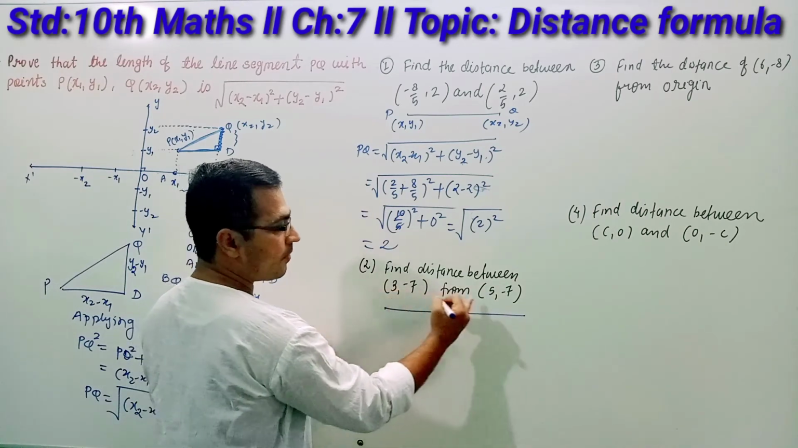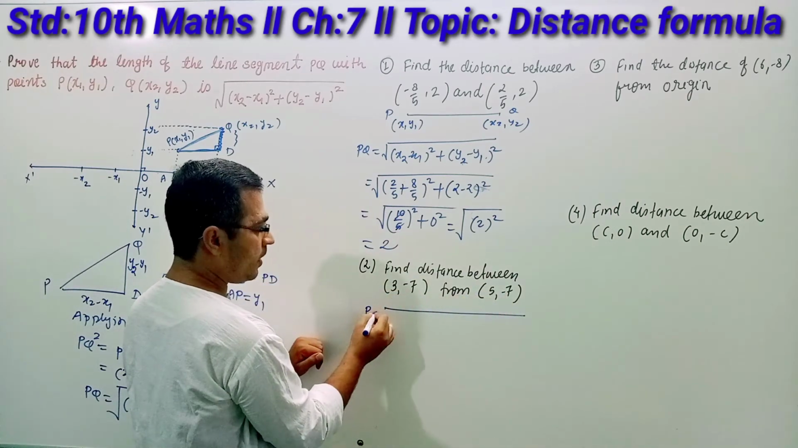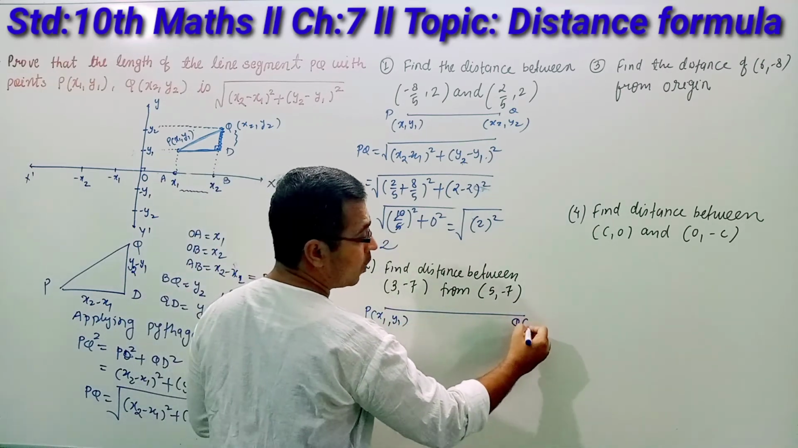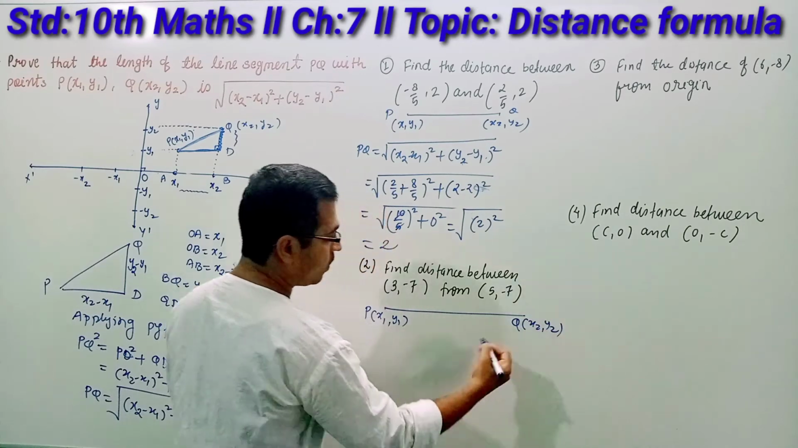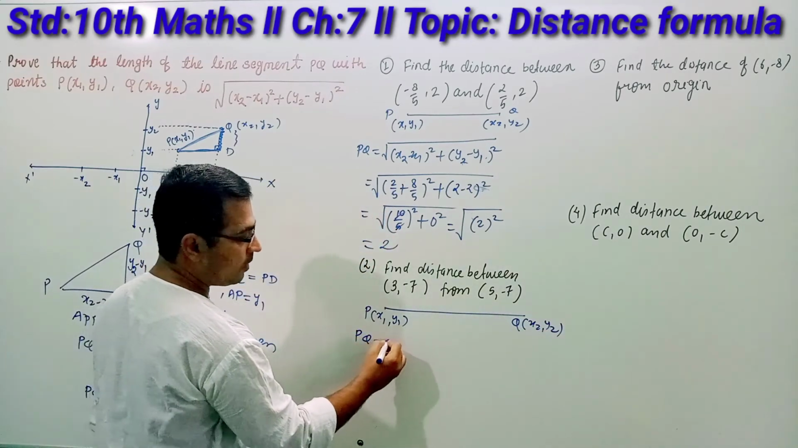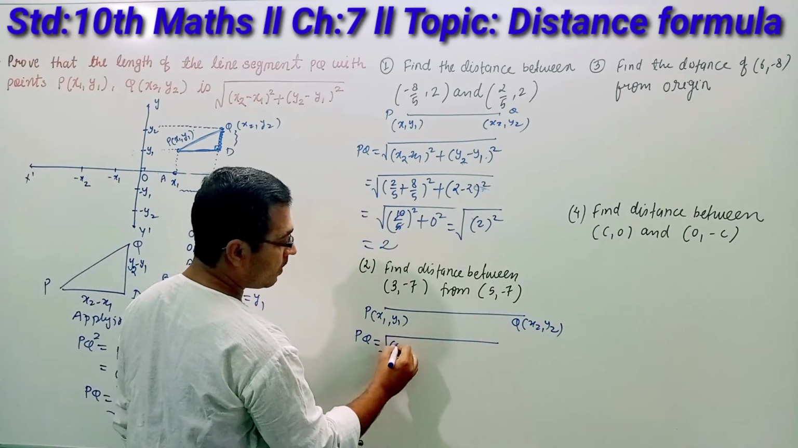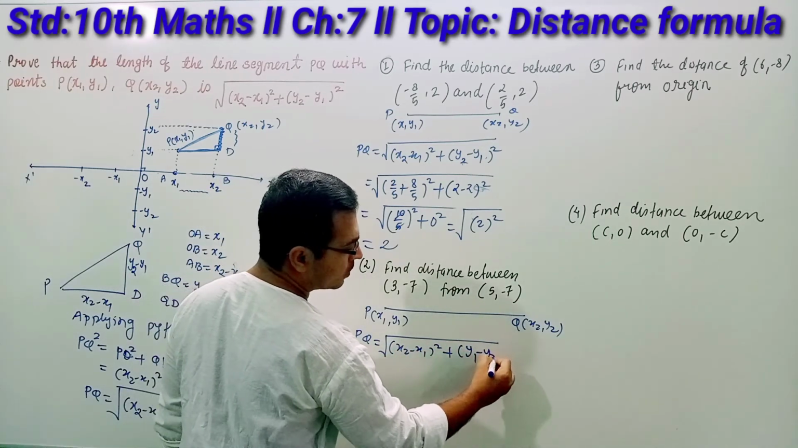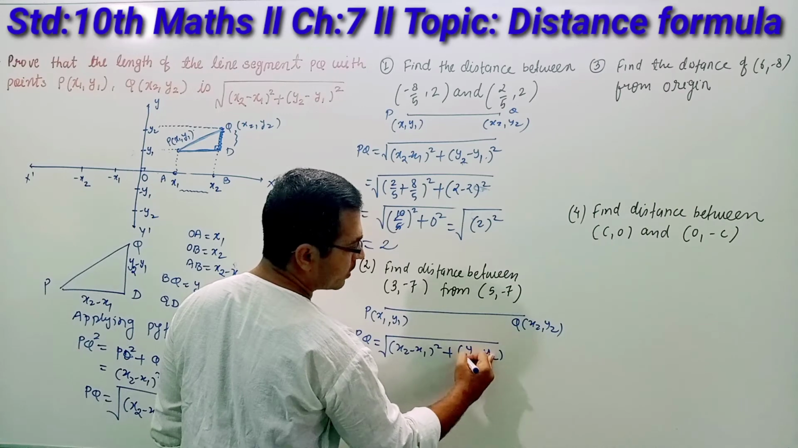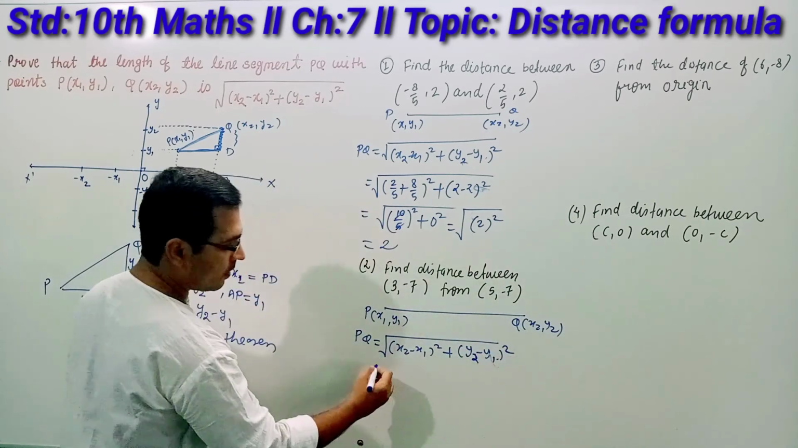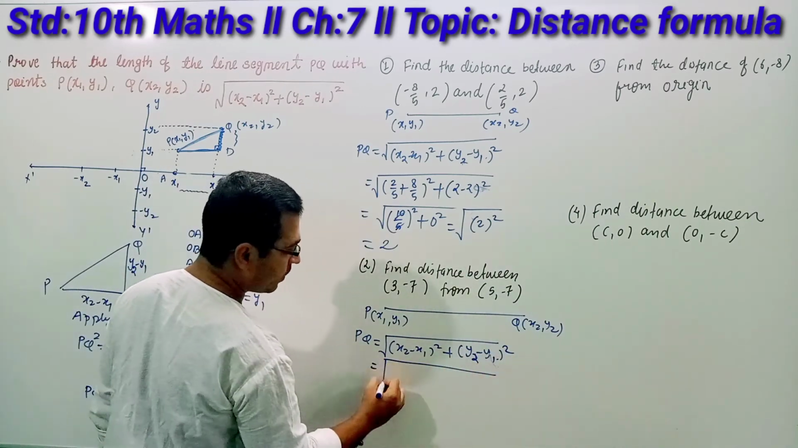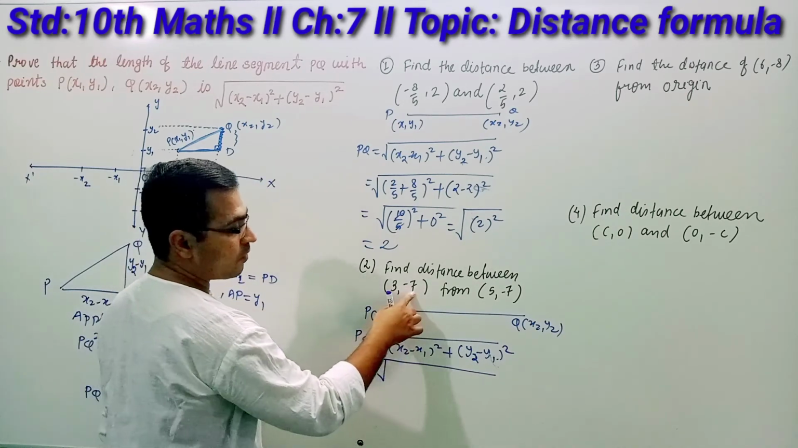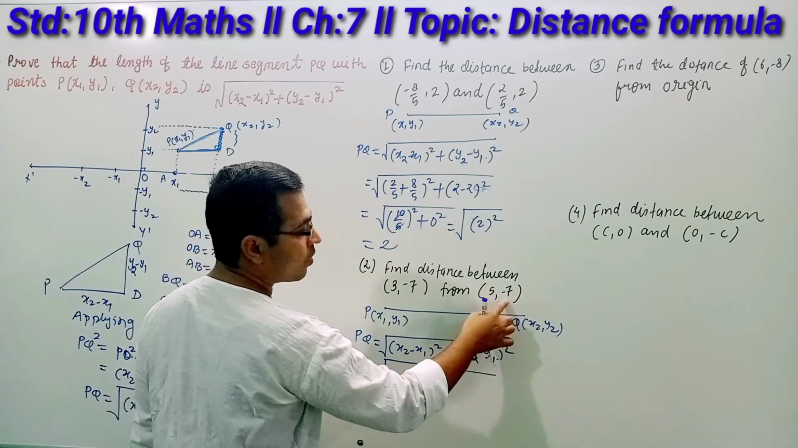Okay, the next question is, we have to find the distance between these 2 points: 3 minus 7 and 5 minus 7. Suppose this is a point P having coordinates x1, y1 and this is Q, x2 and y2. So the distance between PQ will be what? Square root of x2 minus x1 whole square plus y2 minus y1 whole square. Students, here you can compare: this is the value of x1, this is y1, this is x2 and this is y2.